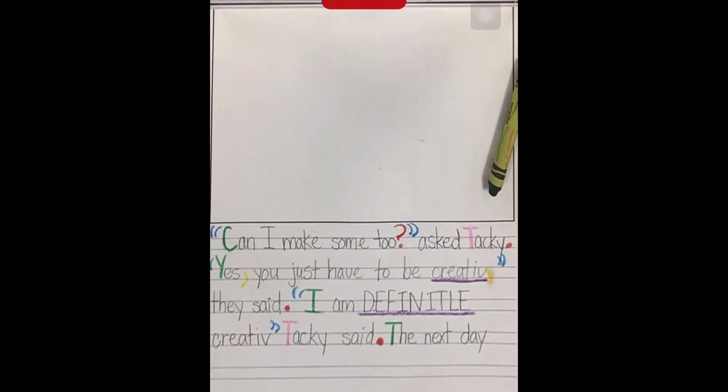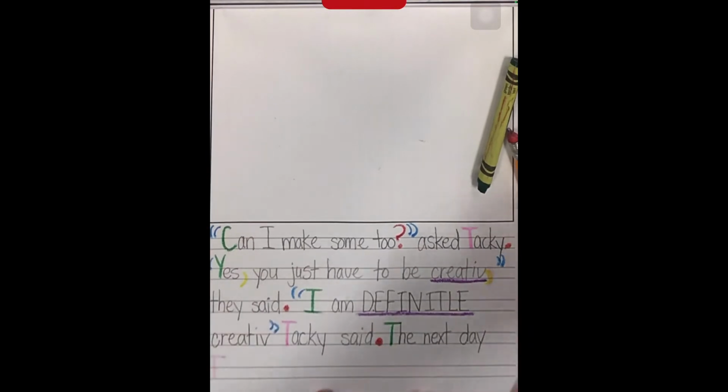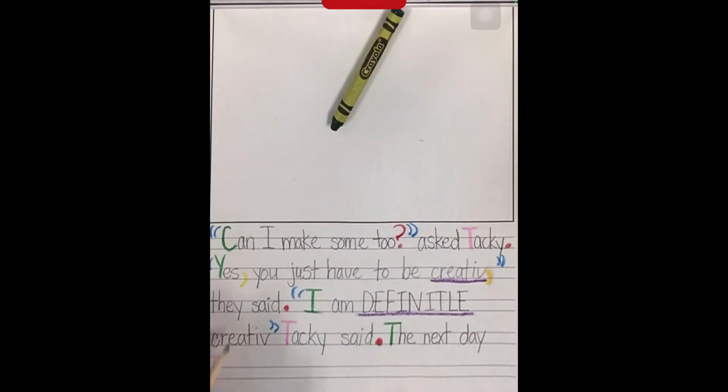I think what I'm going to say is the next day, Tacky and. And is a sight word. I can spell is, I can spell his. Friends. Instead of using companions today, I'm going to use the word friends, which I need to sound out. F, r, e, n, d, s.